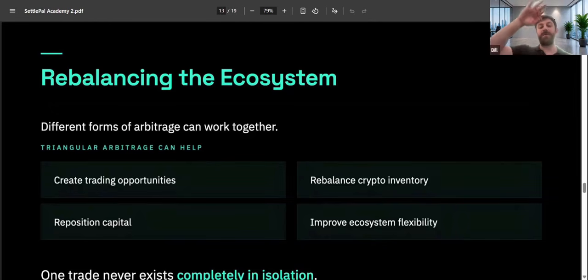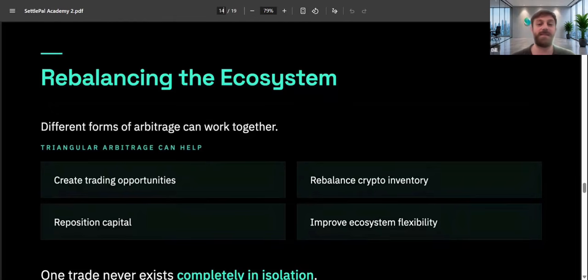So triangular arbitrage is actually not only about generating another profit opportunity, it can also support inventory and capital management. And that is why one trade never exists completely in isolation. So when we say profit isn't the end of the trade, what we really mean is the next challenge begins immediately. The platform has to prepare itself for that next opportunity.